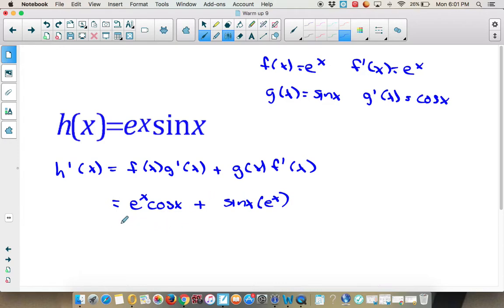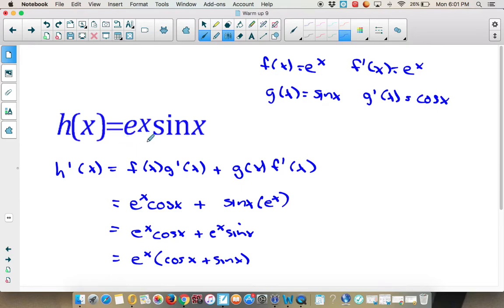Now, it's bad form to leave it like that, so you're typically going to see it as either e to the x cosine x plus e to the x sine x. Occasionally, you will see they tend to factor out e to the x on your AP answers, so that could also be e to the x times cosine x plus sine x. Either of these last two answer choices would be common answer choices.